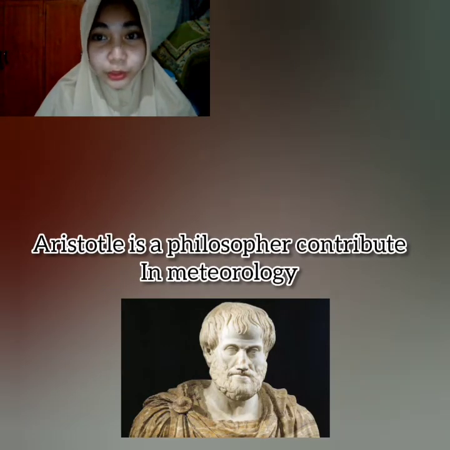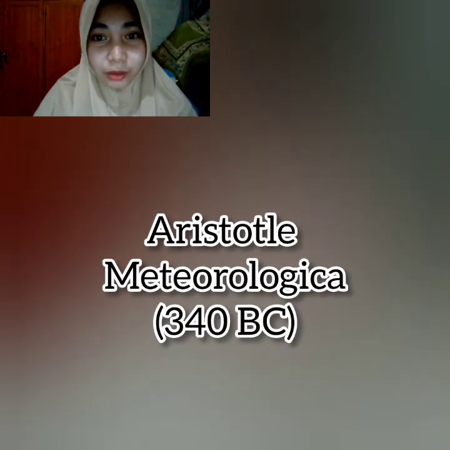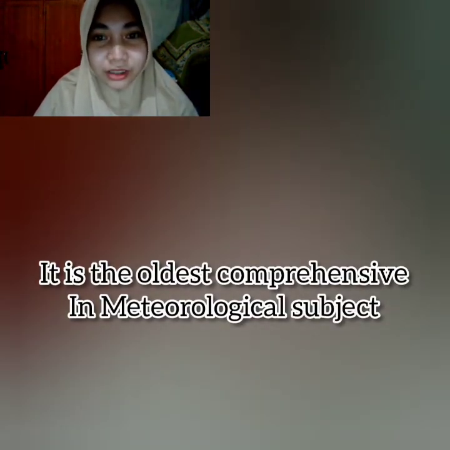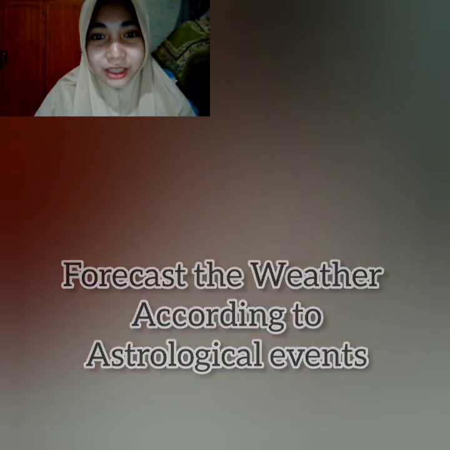Aristotle is a philosopher who contributed to meteorology, and it's called Aristotle's Meteorologica, 340 before Christ. It is the oldest comprehensive treatise on meteorological subjects. In addition to further commentary on the Meteorologica, this period also saw attempts to forecast the weather according to astrological events using techniques introduced by Ptolemy.